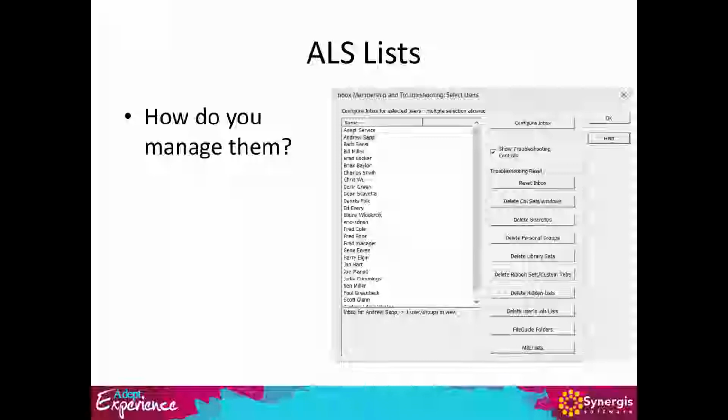So you can reset an inbox, delete column sets, delete searches, delete personal groups, library sets, delete ribbon sets, delete hidden lists, etc. So your hidden lists and your user ALS lists, right? So you can actually clear those out. There are a lot of people that use ALS lists, so I wouldn't necessarily just say go and delete them all, unless there's some issue with them or something like that, but I wouldn't go and clean them. You can manage them, especially if you want a clean slate.